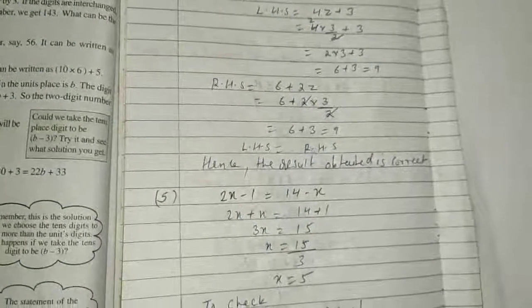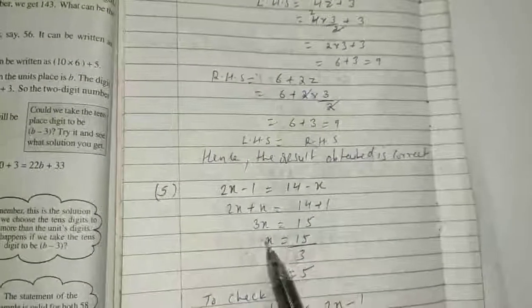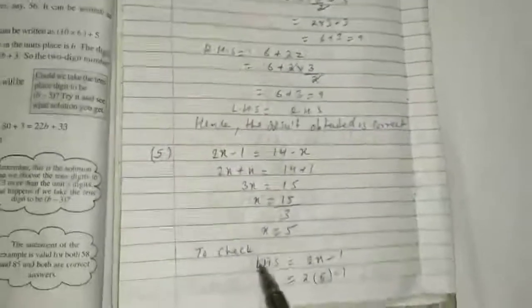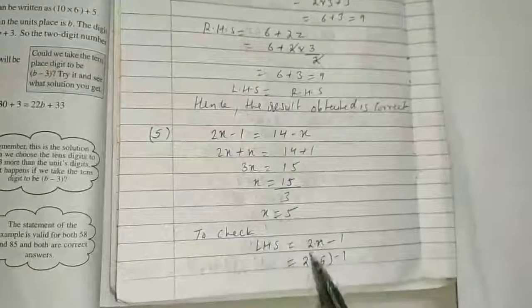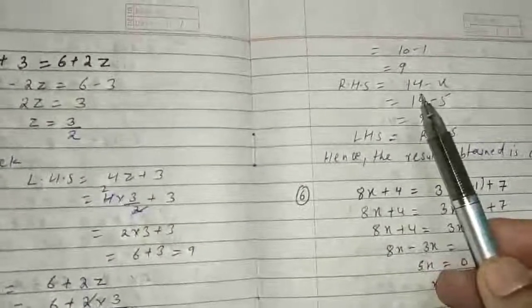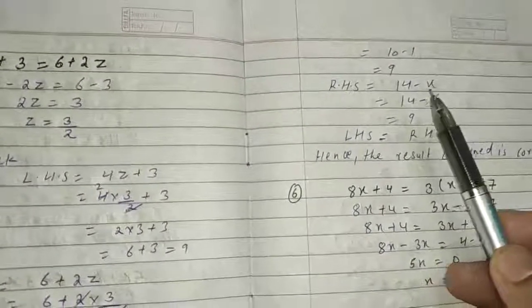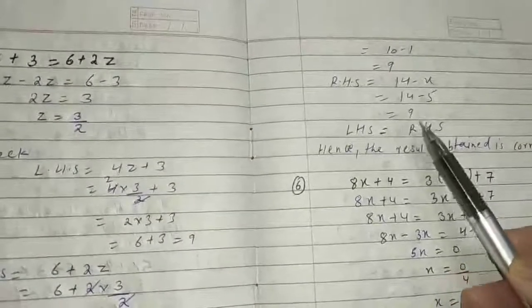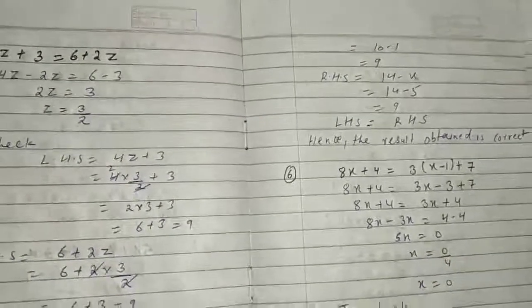The fifth one, if you also see, when you separate the variables, on this side you will get 3x, on this side you will get 15, and on solving this you will get 5. On substituting in the LHS you get 2 into 5 minus 1, that is 10 minus 1, you will get 9. Similarly on this side when you substitute you will get 14 minus x, that is 14 minus 5, and you will get the answer 9. So our LHS equals RHS.